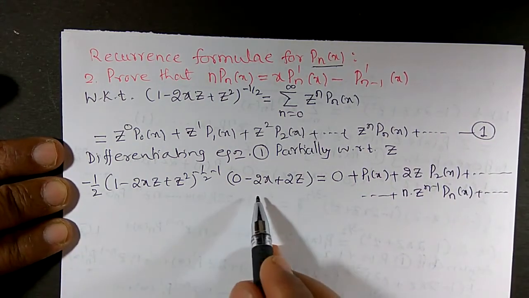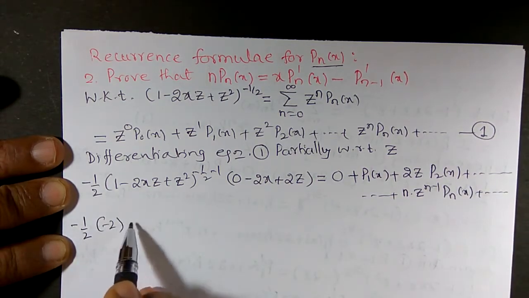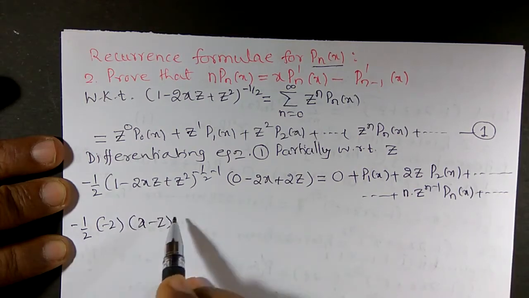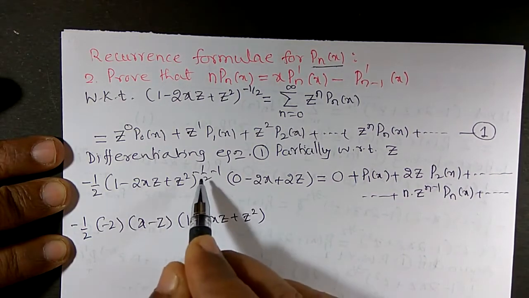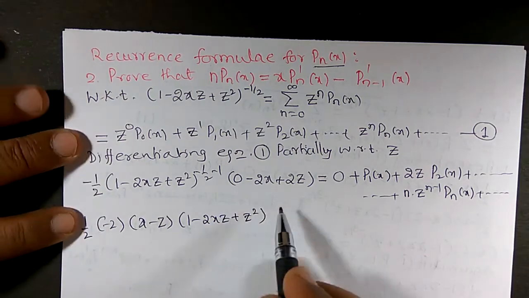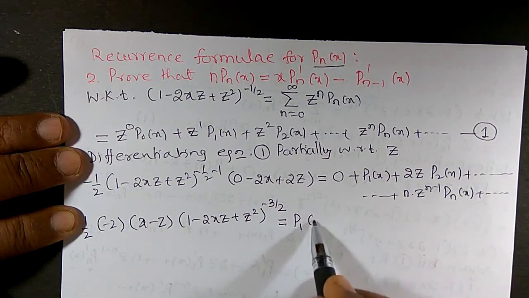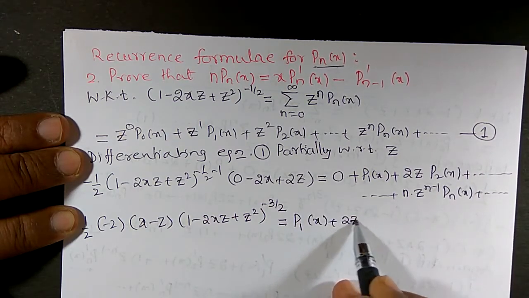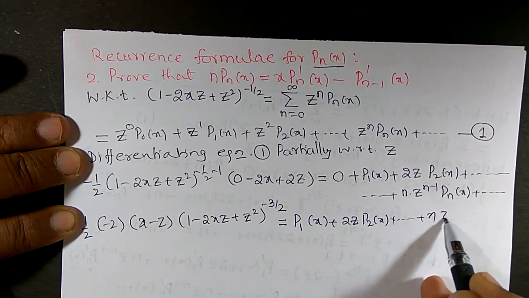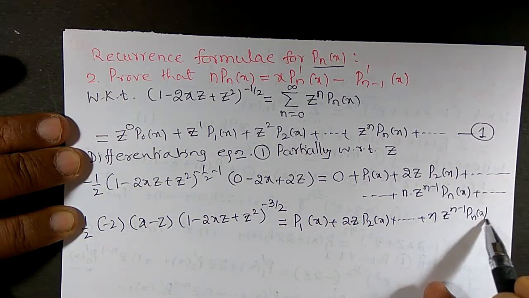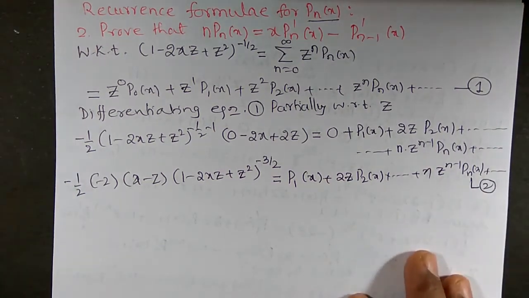Now simplify the left hand side term. So minus 1 upon 2. From these two terms I will take out minus 2. The remaining thing is x minus z, times (1 minus 2xz plus z squared) raised to minus 3 by 2. This is equal to, I can write as it is, P_1(x) plus 2z P_2(x) plus so on, n into z raised to n minus 1 P_n(x) plus so on. I will call it equation number 2.